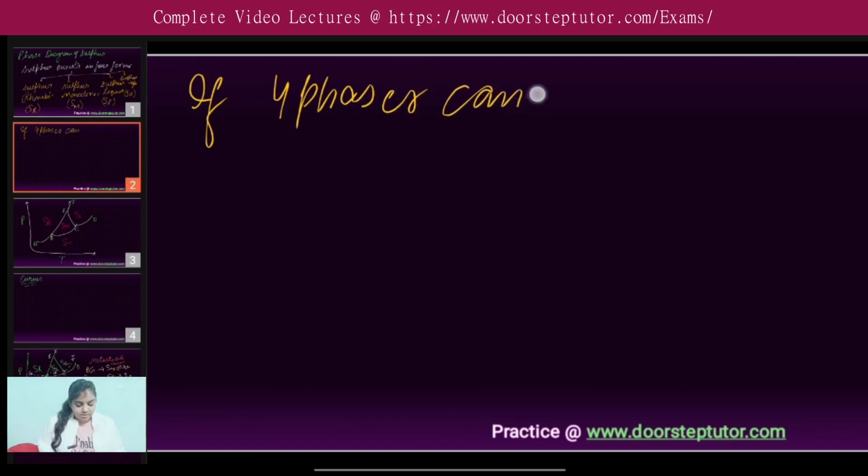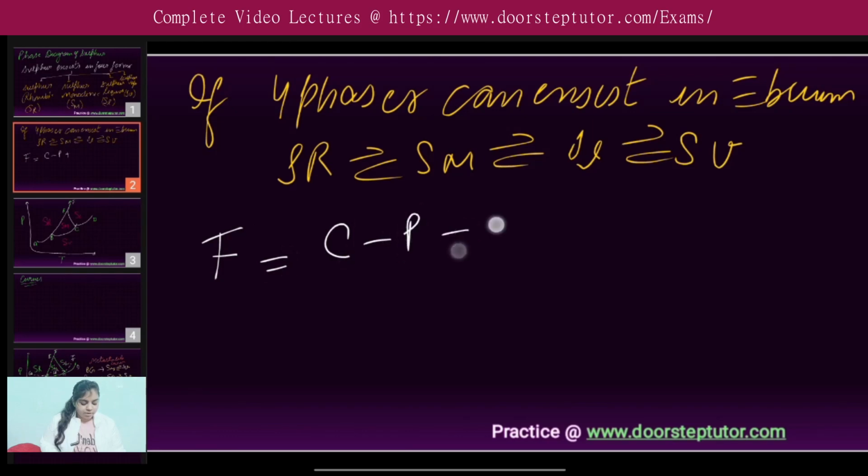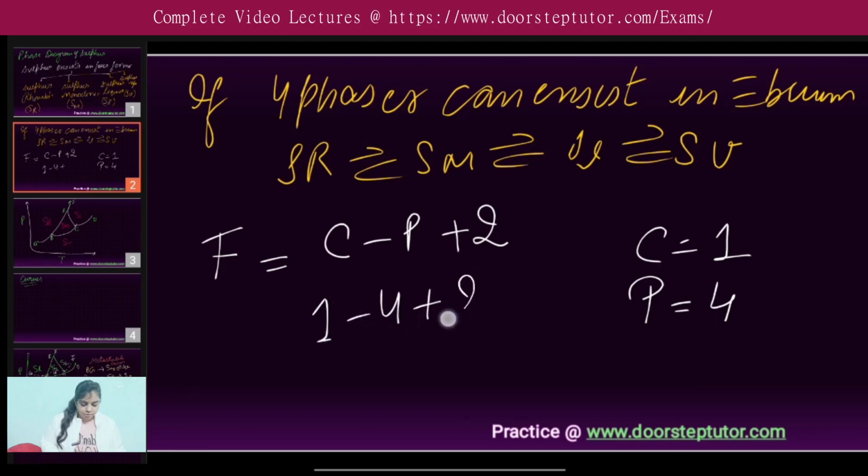If four phases can exist in equilibrium with one another, that is, if sulfur rhombic, monoclinic, sulfur liquid and the vapor can all exist in equilibrium, let us calculate the degrees of freedom. F is equal to C minus P plus 2. This is the rule that we already know. Here we are talking about the one component system, so C is equal to 1. We are checking if four phases are in equilibrium, so P is equal to 4. So this is 1 minus 4 plus 2, so we get 3 minus 4, which is equal to negative 1.